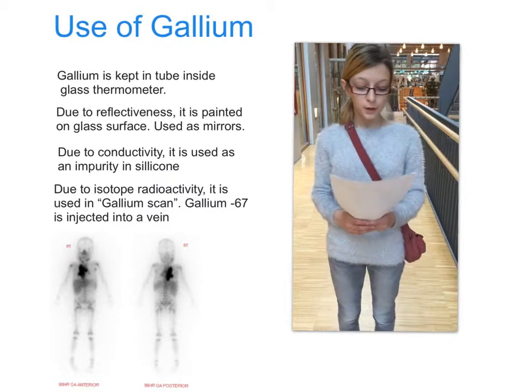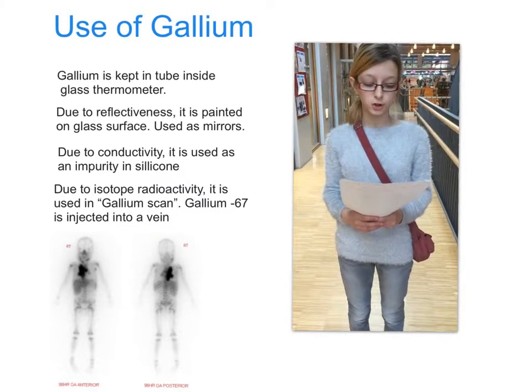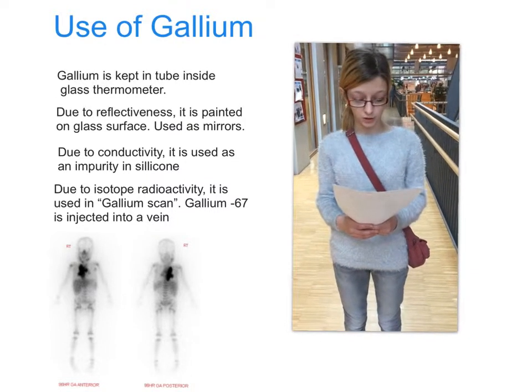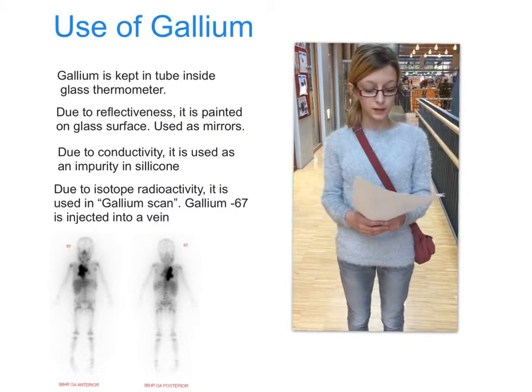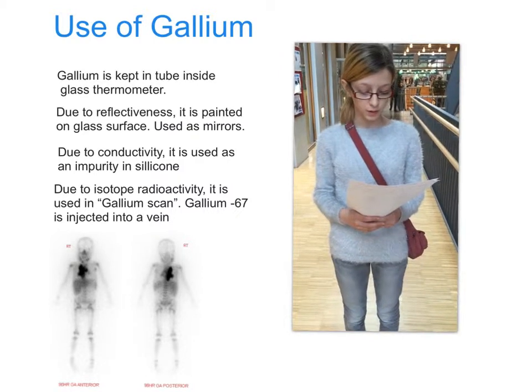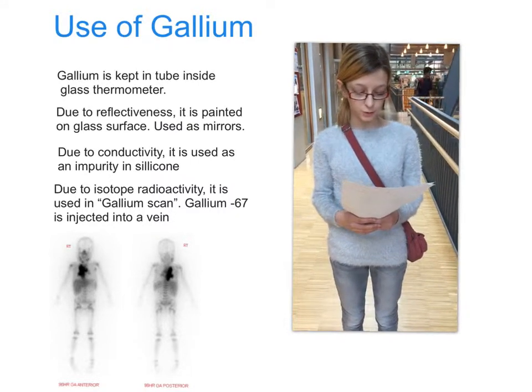Uses of gallium. Due to its large liquid range, gallium is used in thermometers. It is kept in a tube-like cavity inside the thermometer. It expands and contracts due to density change, due to temperature change. At different densities, it points to different labels on the thermometer. Due to its reflectiveness, it's painted on glass to be used as a mirror.